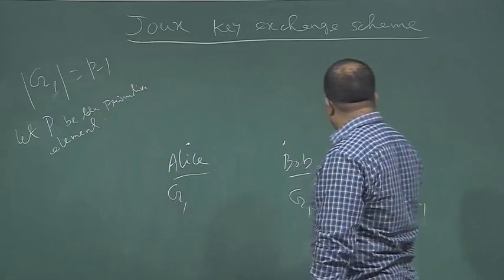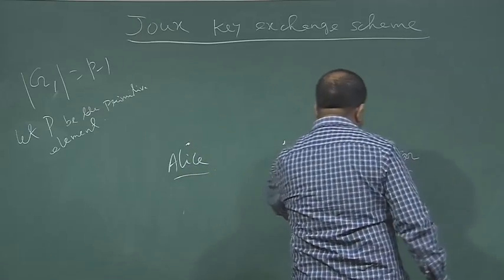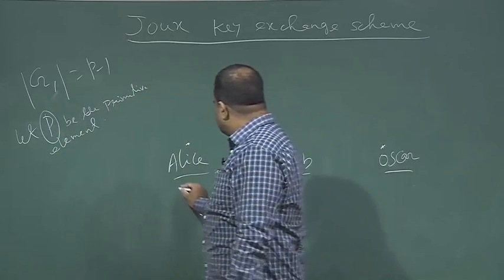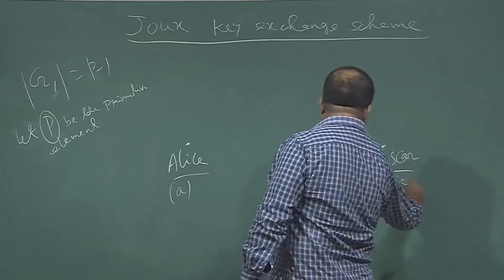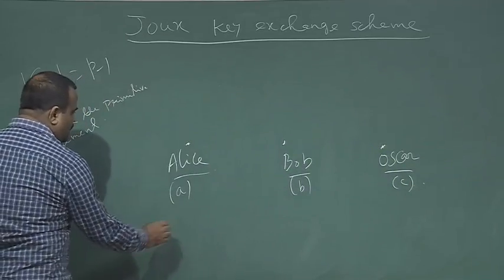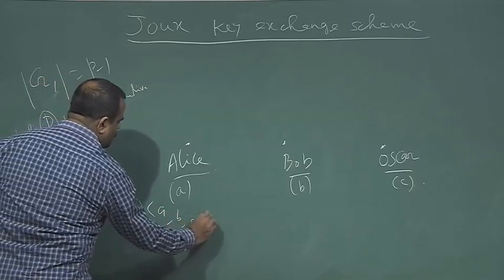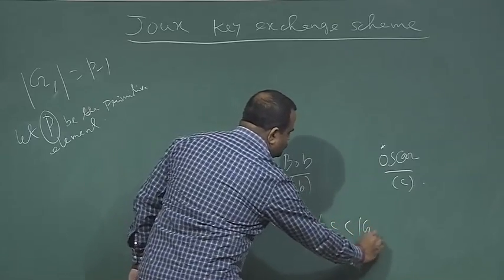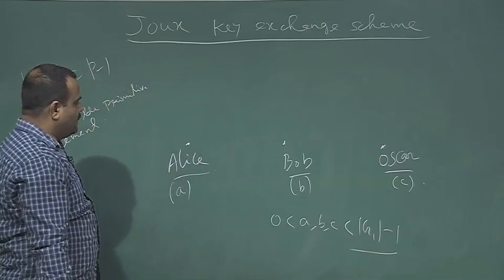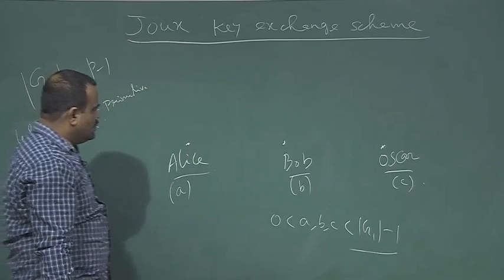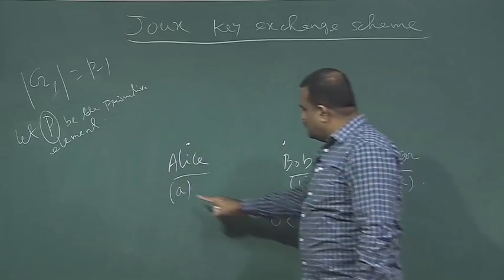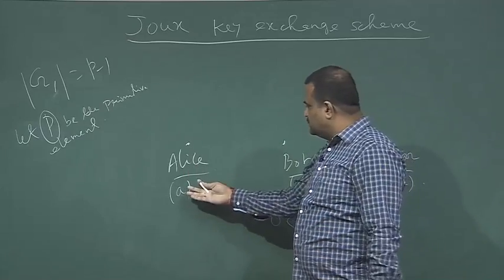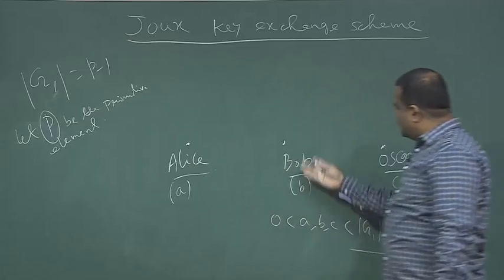Now G1 is public, and this P is also public. All the parties choose a secret A, B, C, where A, B, C come from Z_q star. These are the secrets of the respective parties: A is the secret of Alice, B is the secret of Bob, and C is the secret of Oscar.